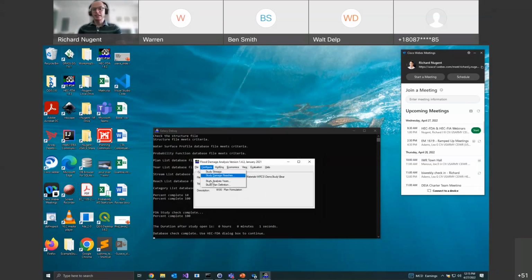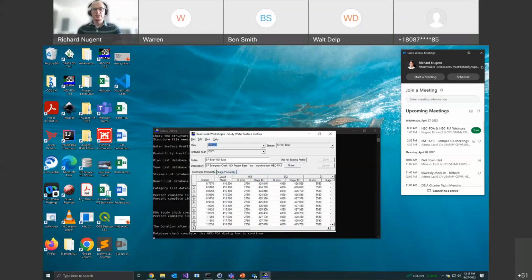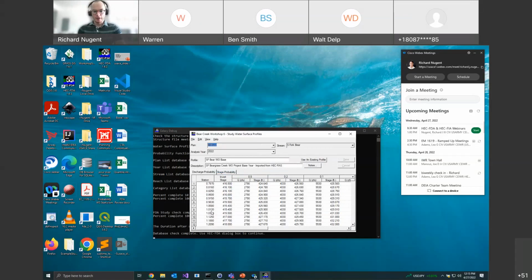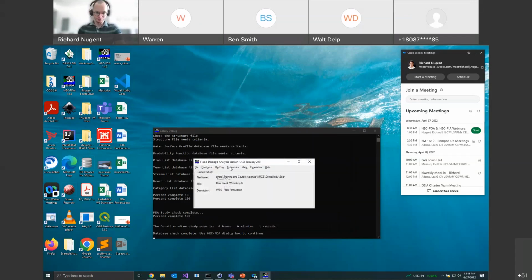We will specify the analysis years and the plans as well. Analysis years, we have a base year and a most likely future year. Plans, those are going to be your without project condition, and then all of your with project conditions. Under hydrologic engineering, we need to enter the water surface profiles. So this gives us the water surface elevations at all of the structures. If there's a structure at a river station that is between two river stations in our water surface profiles, then HEC-FDA will just interpolate the water surface elevation at that structure.